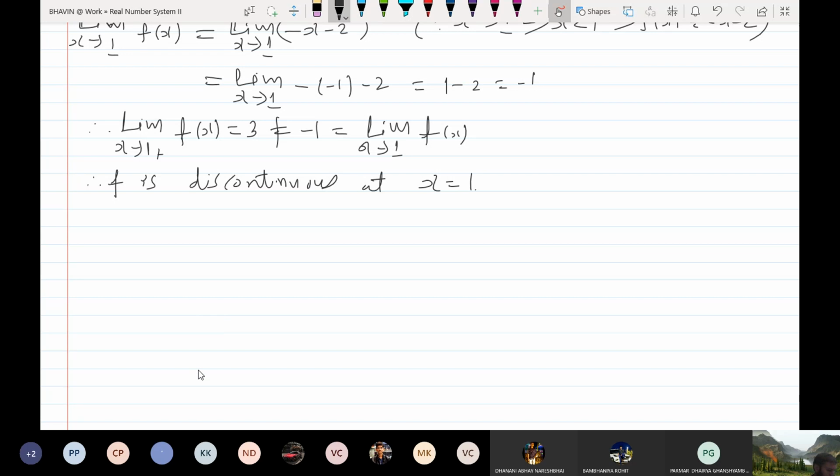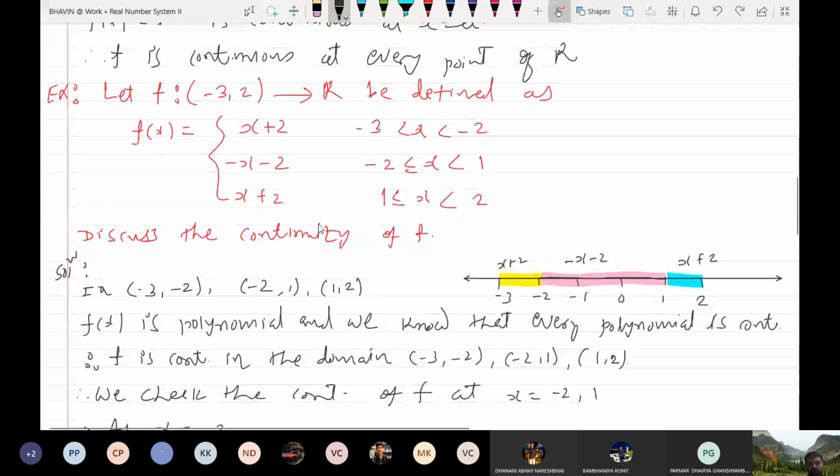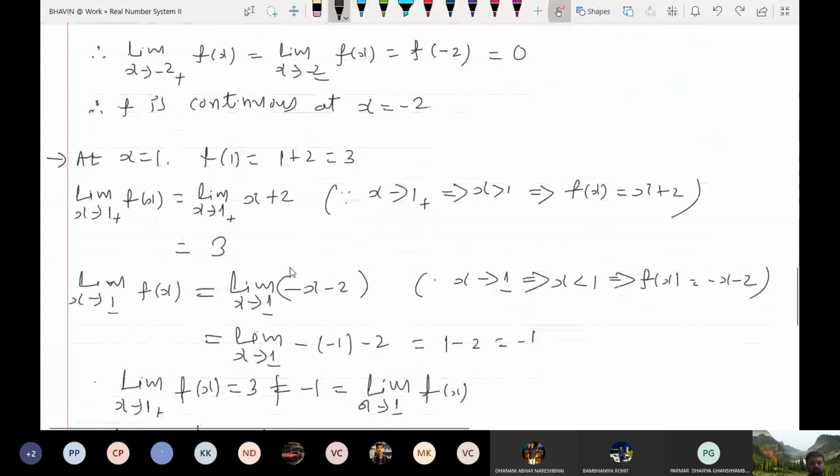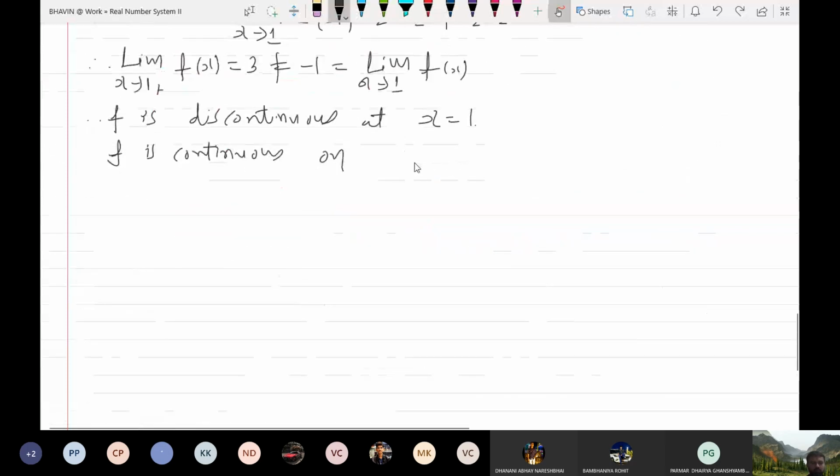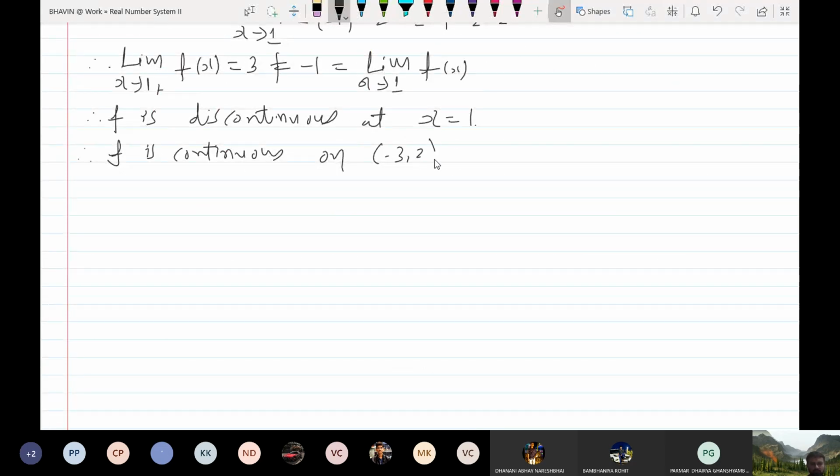So, do you understand the way? Yes, sir. So, therefore, f is continuous on R minus 1. Not R, sorry, actually I should write minus 3 to 1 minus 1. Clear?